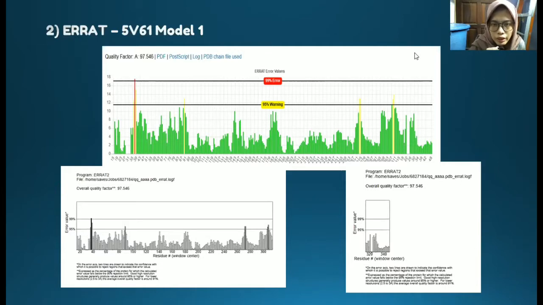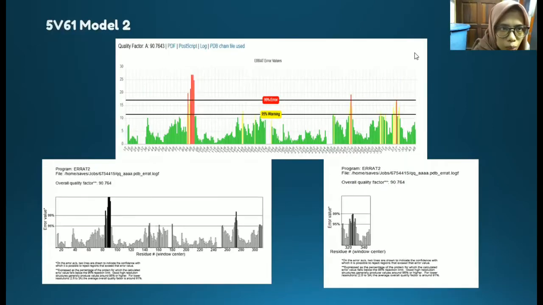It also tells us that this model has a good high resolution structure that generally produces values around 95% or higher.